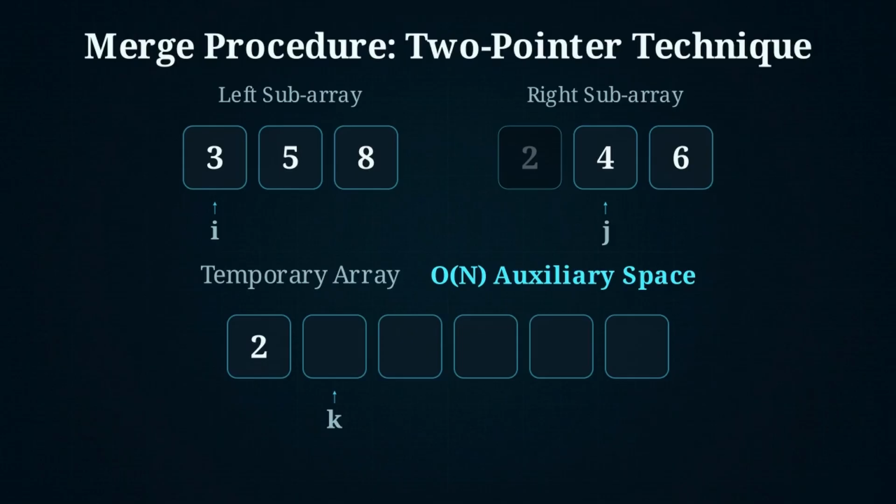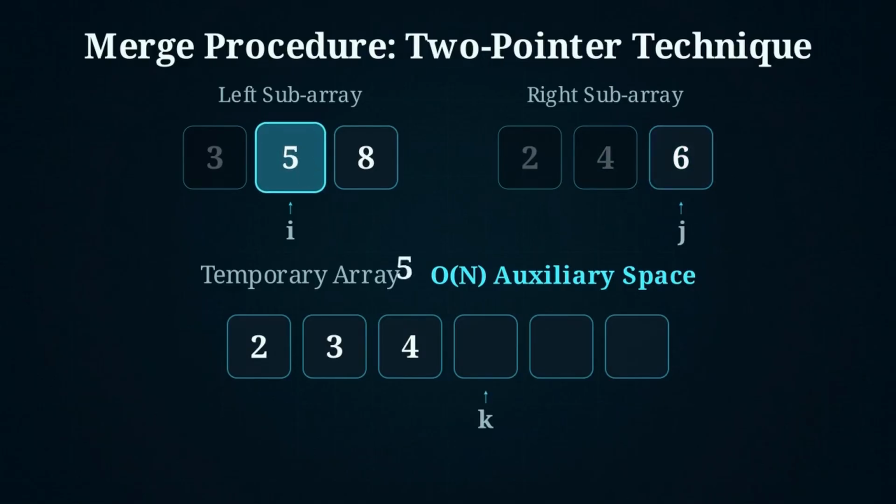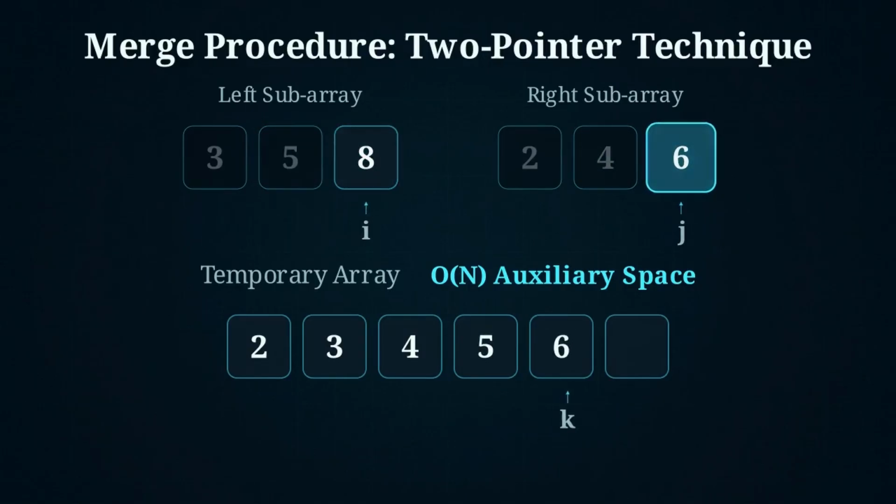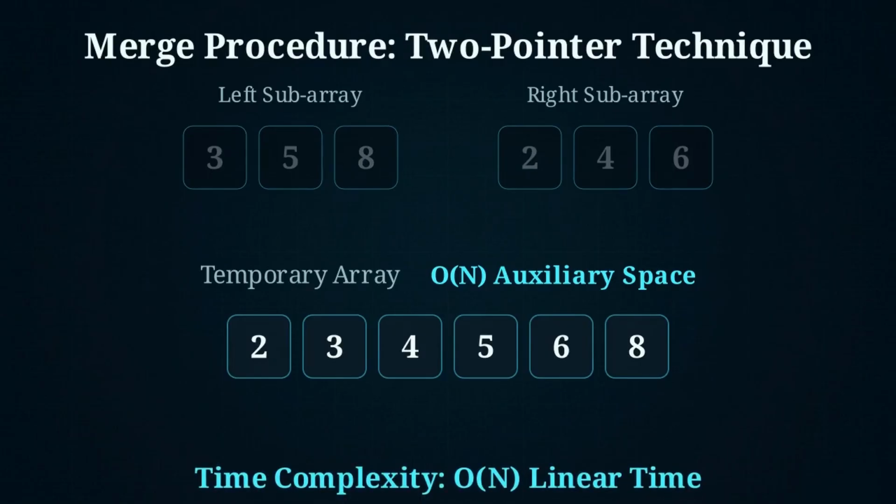Comparing 3 and 2, the 2 drops down. The pointer tied to the winning value increments by 1 space. The losing pointer remains stationary. In the second iteration, the loop compares 3 and 4. 3 wins, drops down, and pointer i moves to the right. This sequential loop fires continuously until all elements from both the left and right arrays are completely exhausted.